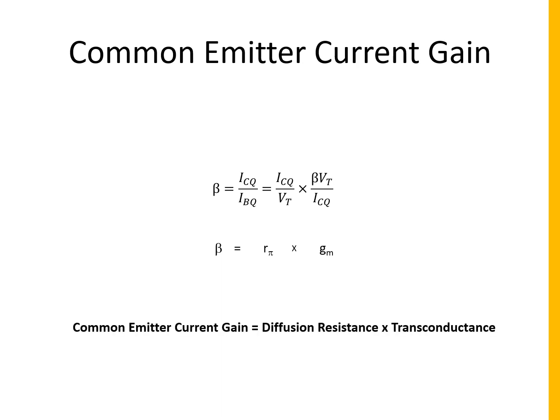The common emitter current gain beta is nothing but ICQ by IBQ. Multiplying and dividing by VT, we get this expression. The first term is nothing but r pi and the second term is nothing but gm. Thus, the common emitter current gain is equal to transconductance multiplied by the diffusion resistance.